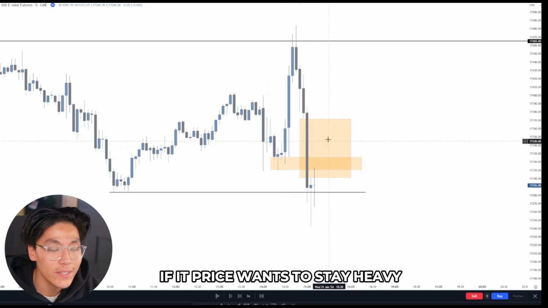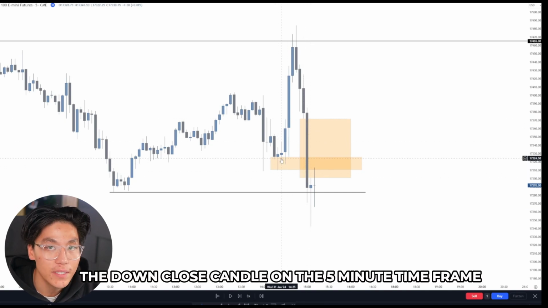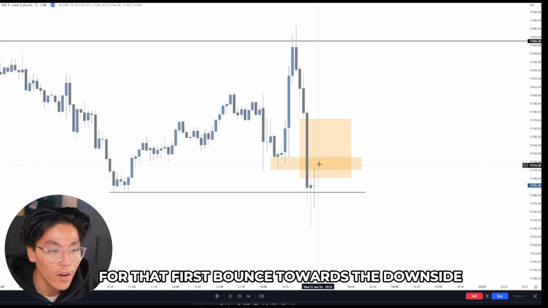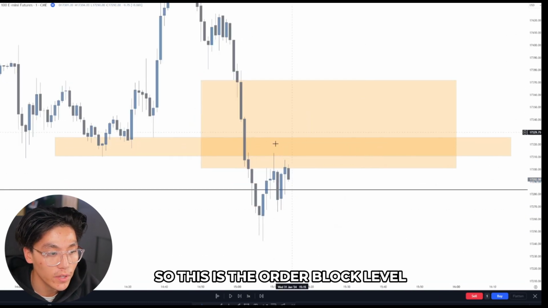If price wants to stay heavy, right, it left an inefficiency. This is also the down close candle on the 5-minute time frame. So this is going to be a high probability area where you can look to short for that first bounce towards the downside. So we'll go on to the 1-minute time frame here, right? So this is the order block level.